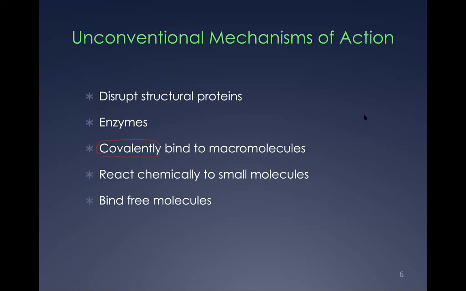Okay. We also have some drugs that react chemically to small molecules. We'll have drugs that, for example, may interact with things like nitric oxide. And then we have drugs that will actually bind free compounds or free molecules. Some of these are what we call chelating agents. We use them, for example, if someone gets an overdose of iron, then the drug comes in and traps the iron so it can't be absorbed, and then you get rid of it.